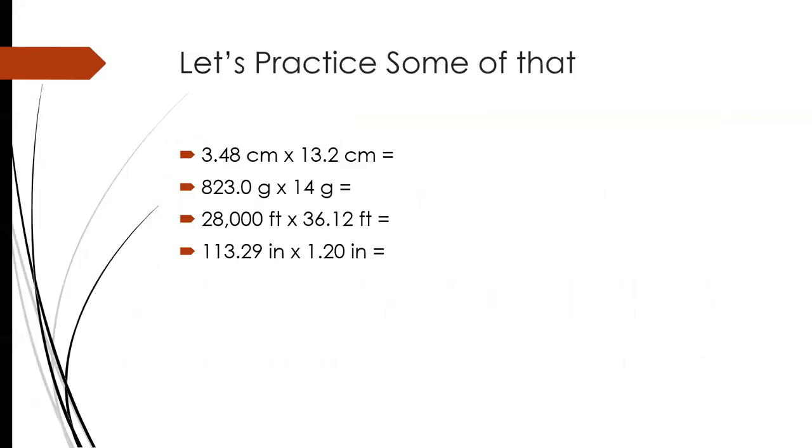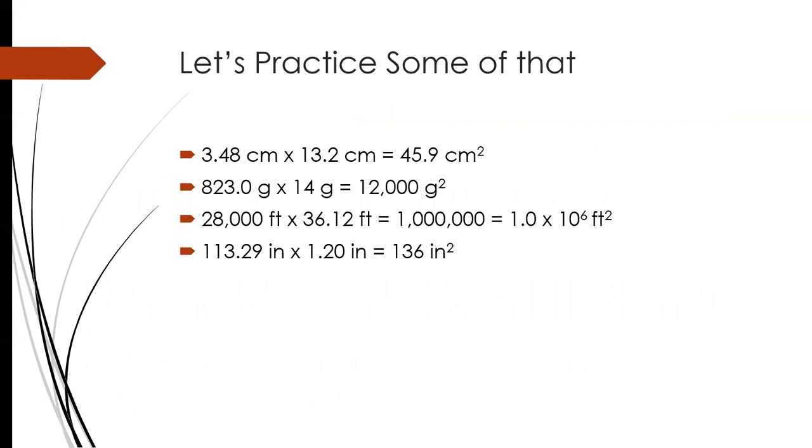Let's go ahead and practice that. You can include your units as well if you feel comfortable with that. So on our first one, we should have 3 sig figs times 3 sig figs, so our answer is 3. Second one, we have 4 sig figs times 2 sig figs, so we should have 2.